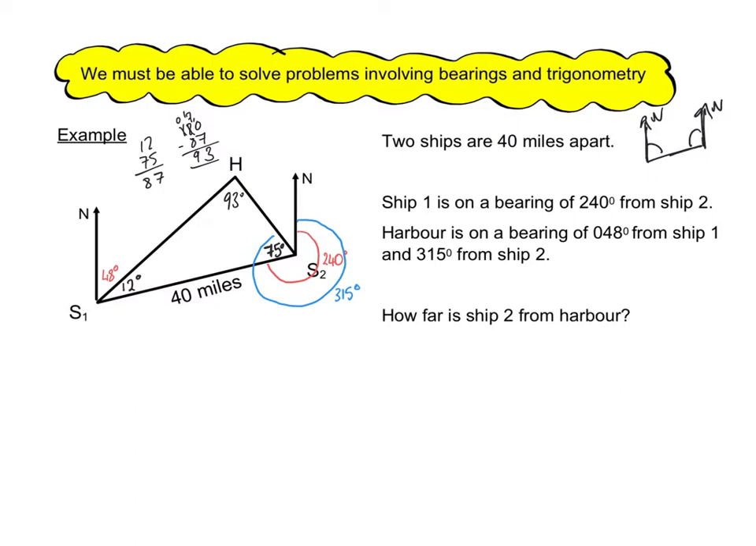Now I have all three of the internal angles, and I have this length on the outside. Now this diagram at the moment is quite complex. The question is saying how far is ship 2 from the harbour. Now ship 2 is here, the harbour is here. This is the length I'm trying to find. So what I'm going to do is I'm going to mark off an X there.